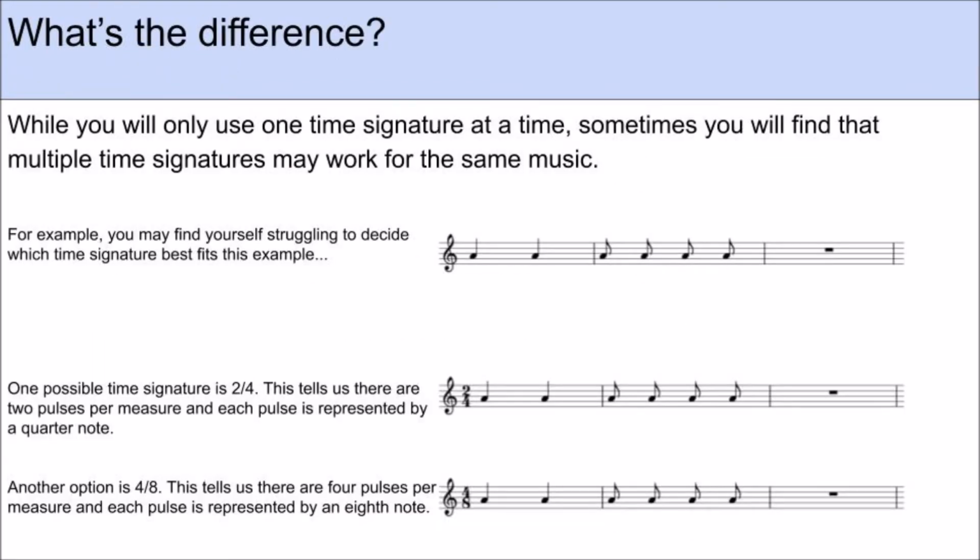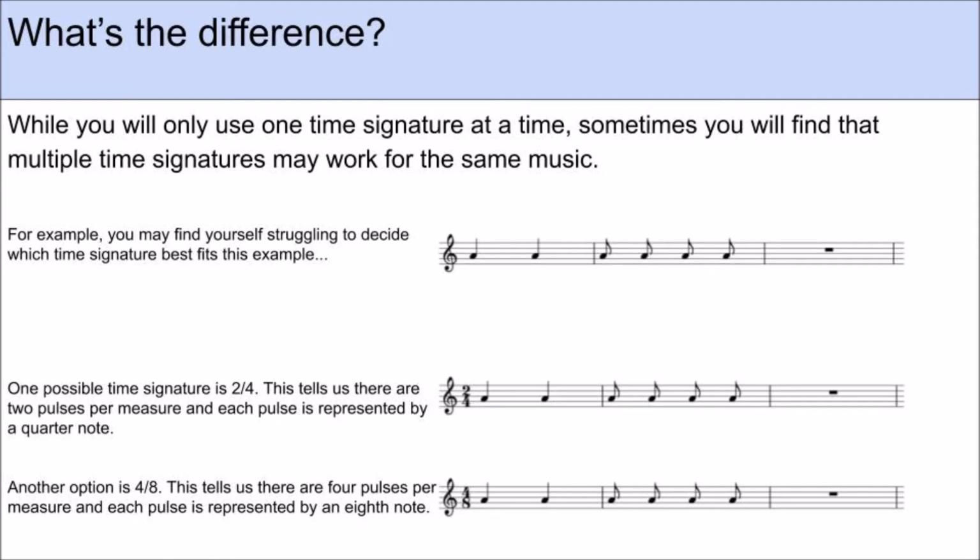Now we will focus on the difference. While you only use one time signature at a time, sometimes you will find that multiple time signatures may work for the same music. In this top example, I've omitted the time signature. We have 2 quarter notes in the first measure and 4 eighth notes in the second measure.